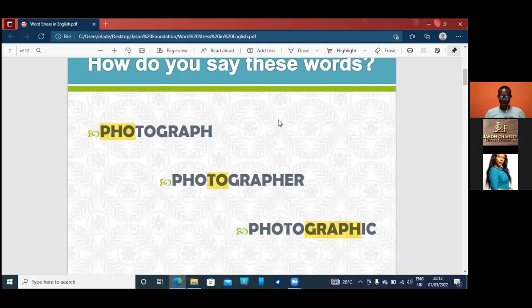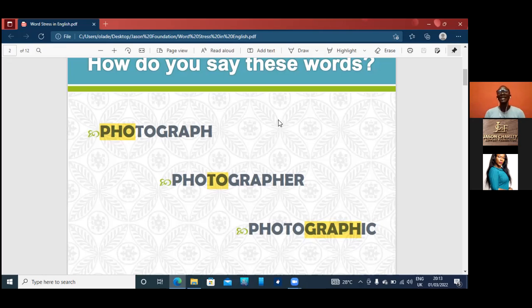Photograph. Photograph, right? The second one is what? Photographer. Photographer. Graphic. Okay, now the first word, photograph. Photograph is a noun. Is that so? It is a noun. You have the stress on the first syllable, photograph.